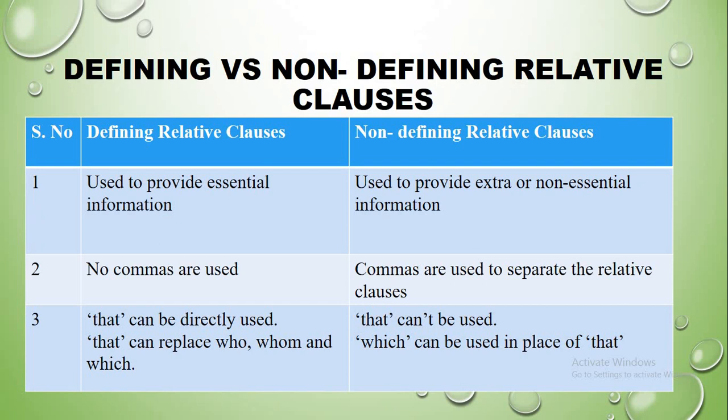The very important differences between defining and non-defining relative clauses. Number one, used to provide essential information. So the defining relative clauses are used to provide very important information. Non-defining relative clauses are used to provide extra or non-essential information. Number two, no commas are used. So in the defining relative clauses we are not using any commas.